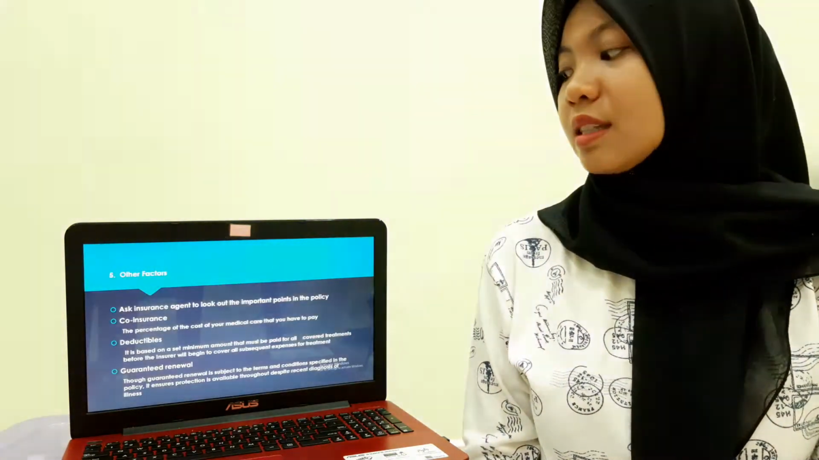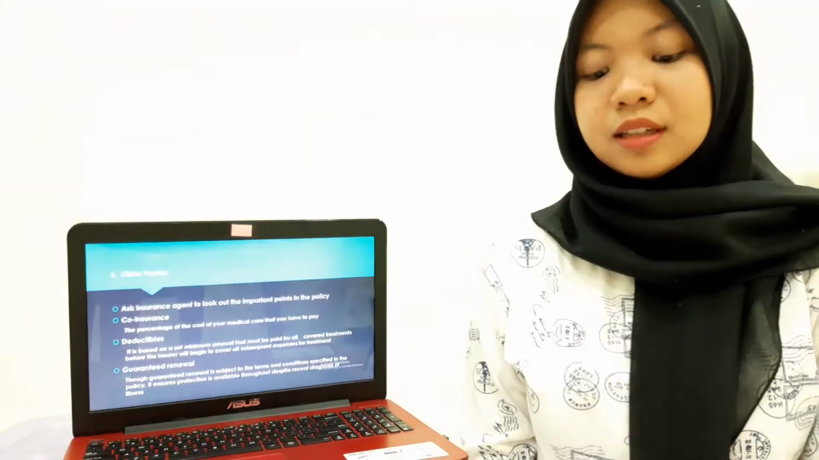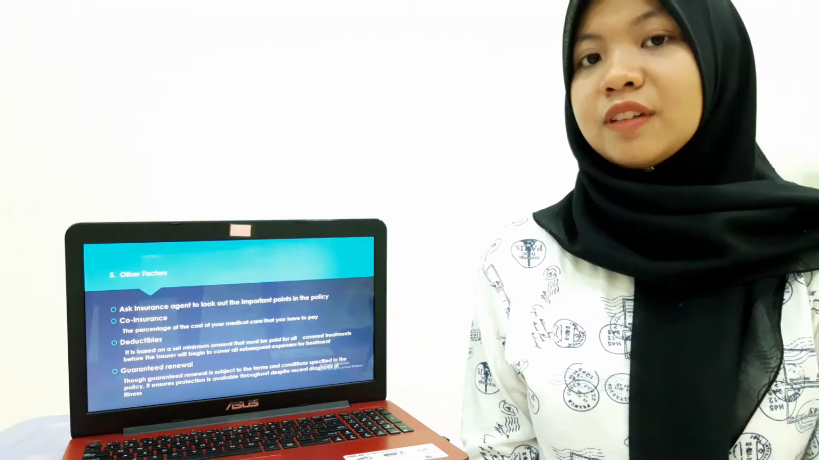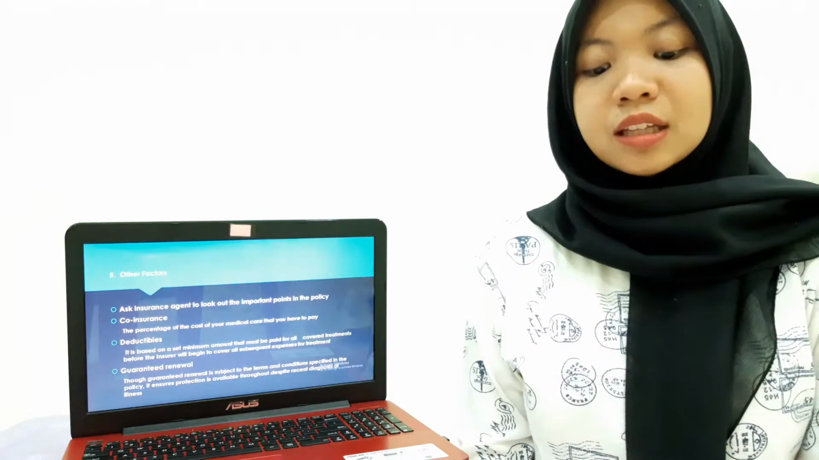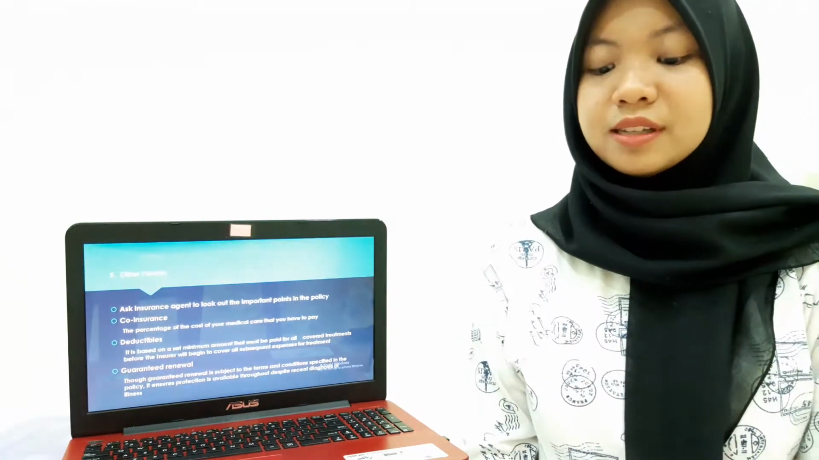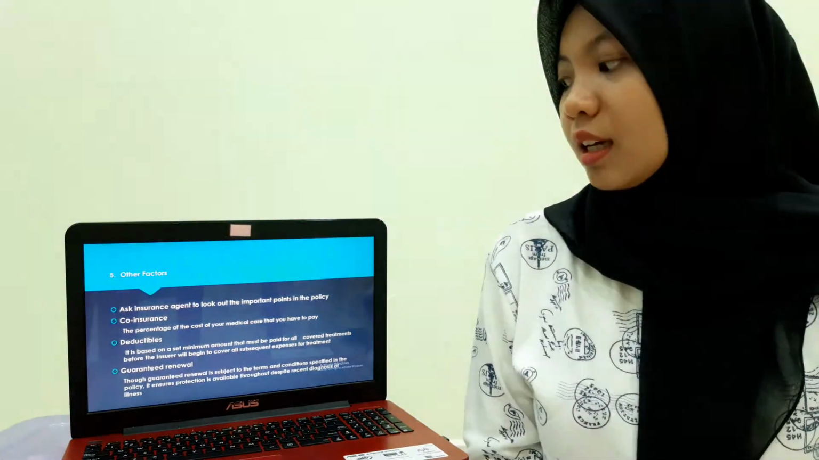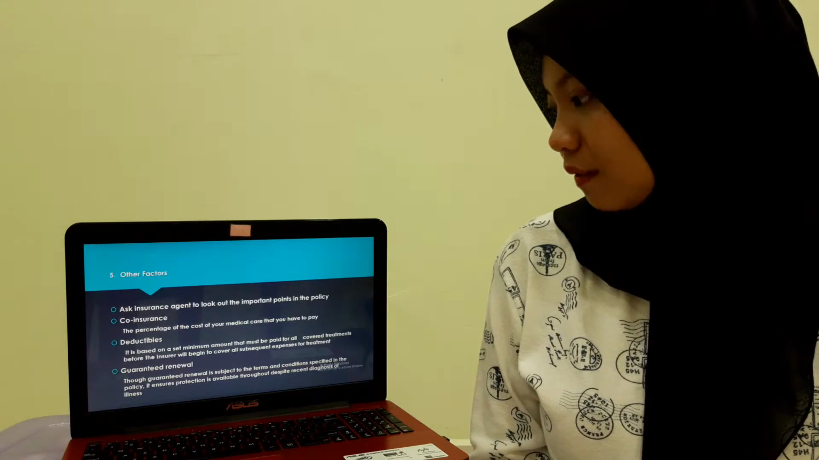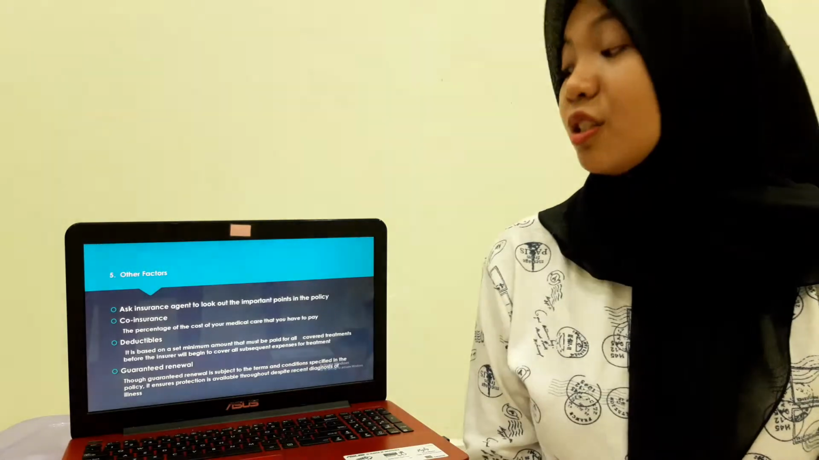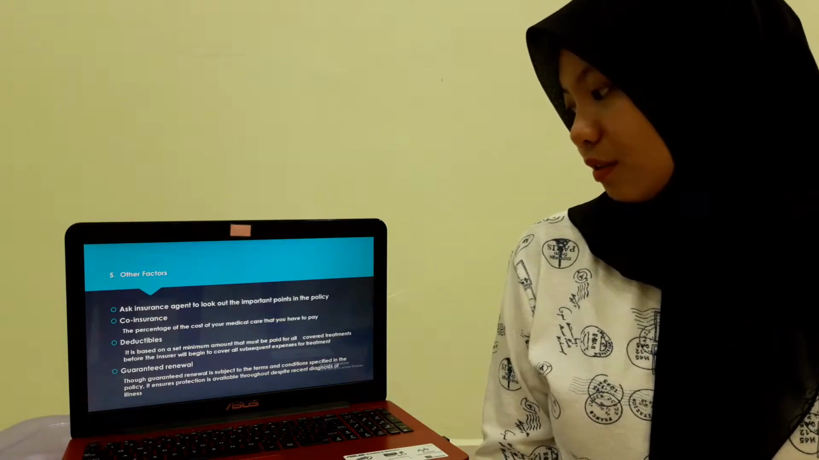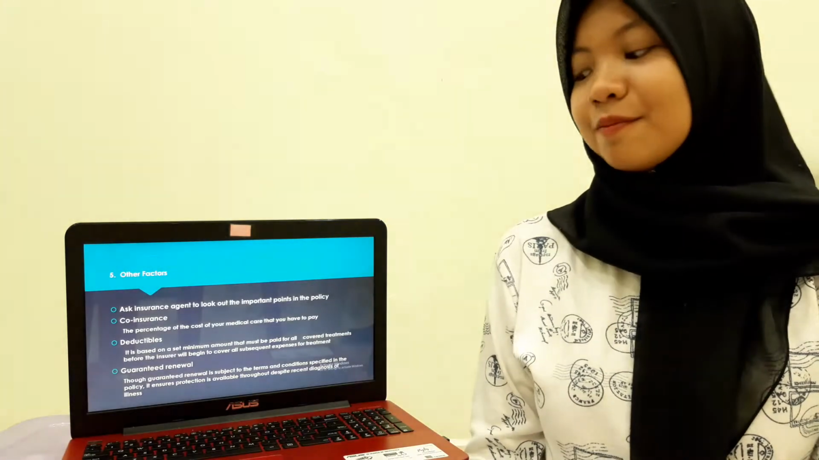And the last one is guaranteed renewal. It is advisable for the insured who is 50 years old and above to opt for an MHI or medical insurance policy that provides guaranteed renewal. Though guaranteed renewal is subject to the terms and conditions specified in the policy, it ensures protection is available throughout, despite recent diagnosis of illness.